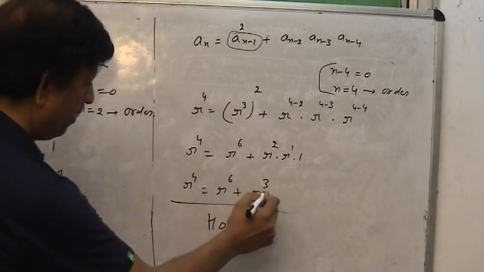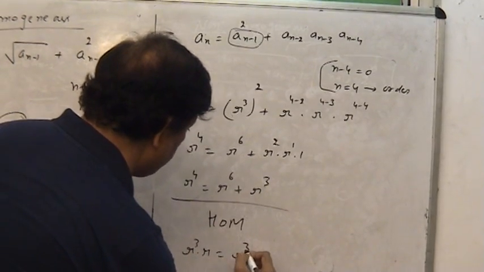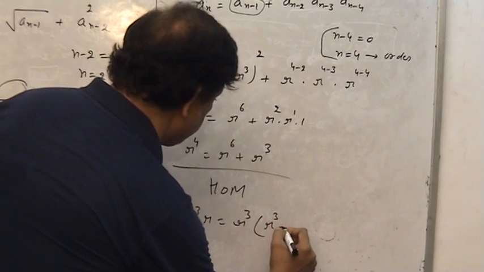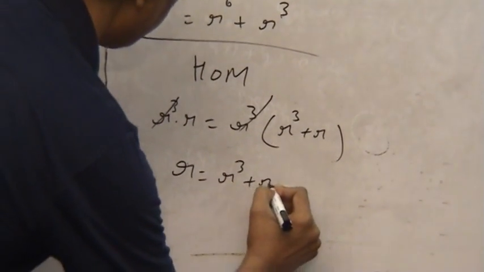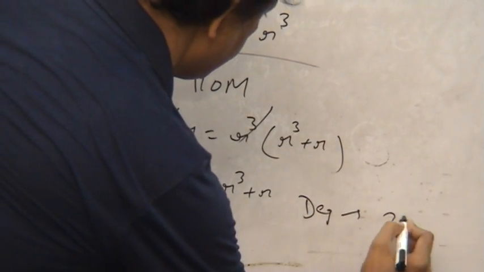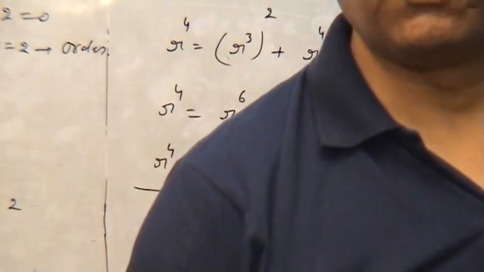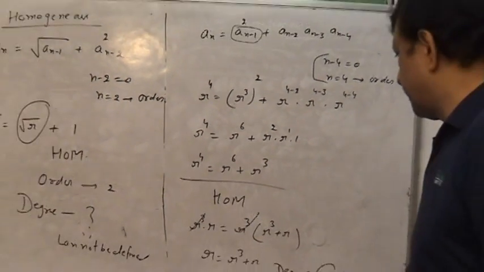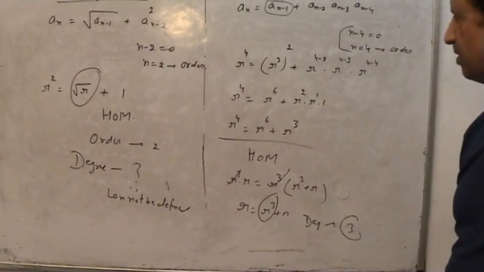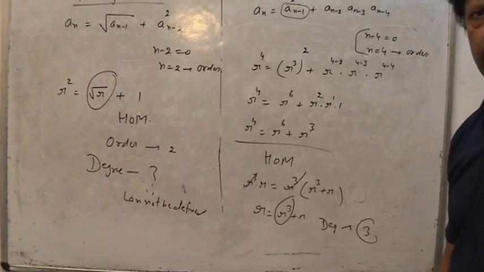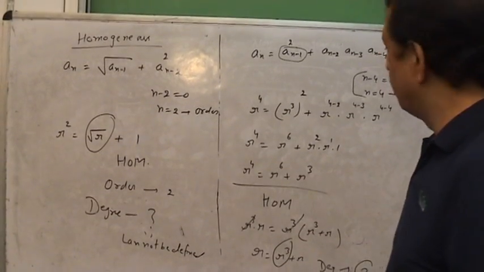Now what about its degree? Now see, r cube into r is equal to r cube into r cube plus r. We cancel this, then r is equal to r cube plus r. Now here the degree is 3. If there are common terms on both sides, we can delete or cancel them, and the final power of the variable gives the degree of the recurrence relation. So in this way we identify three things: whether it is homogeneous or non-homogeneous, its order and its degree.